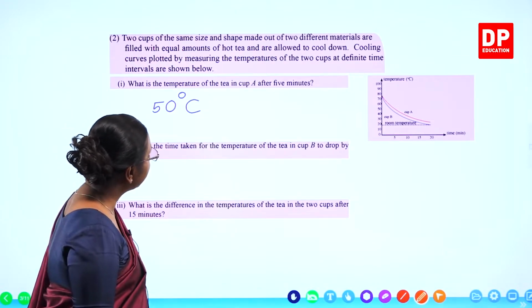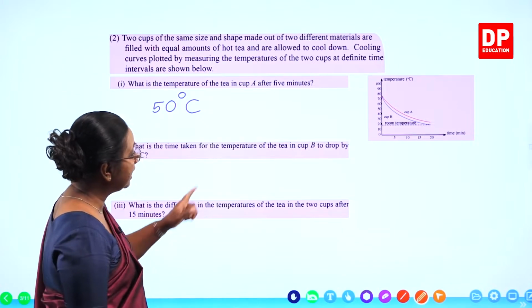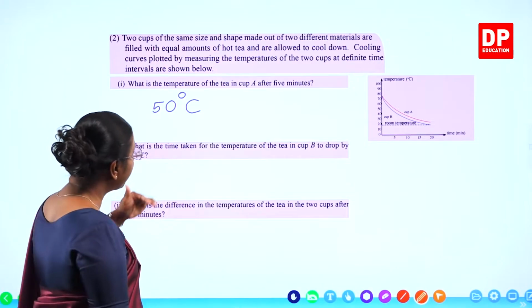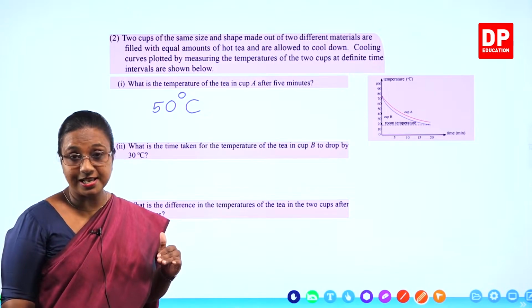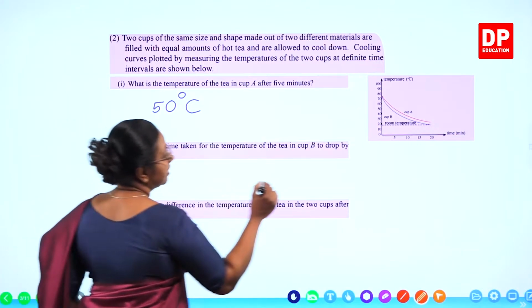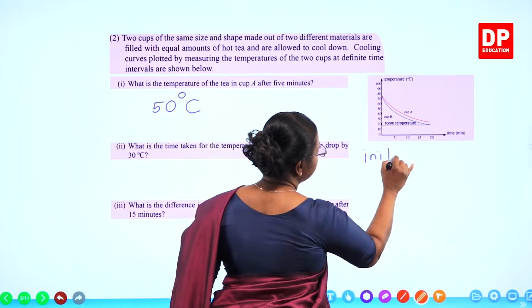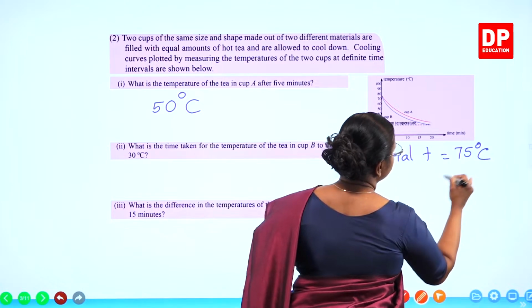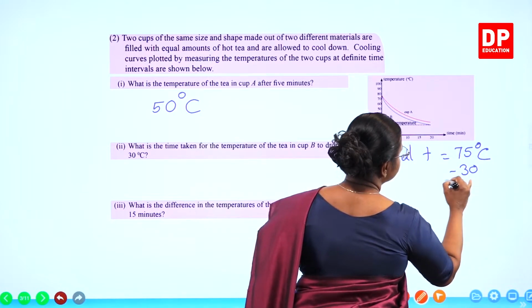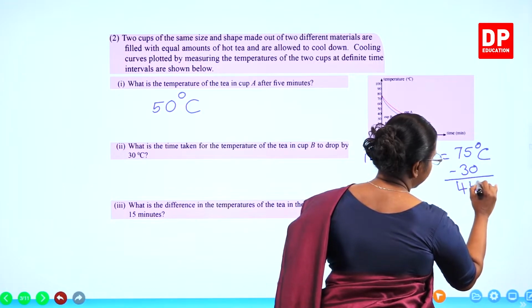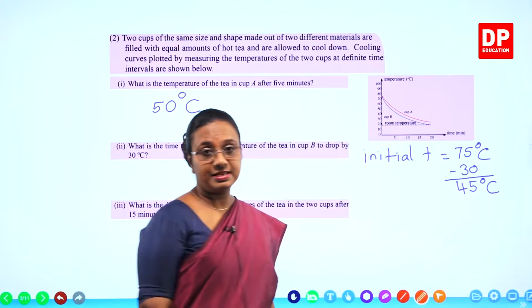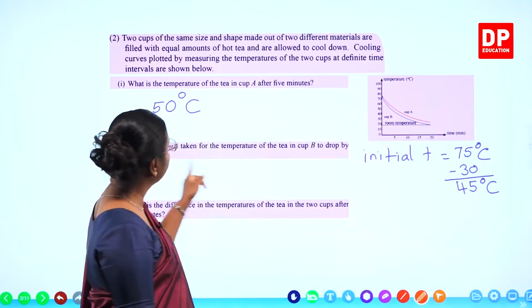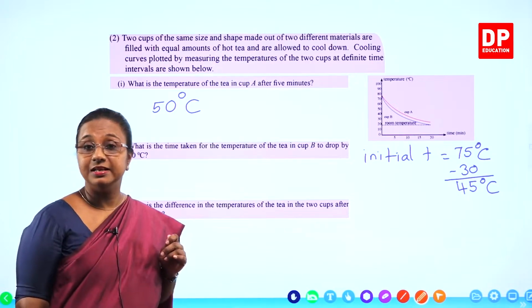Then what is the time taken for the temperature of the tea in cup B to drop by 30 degrees Celsius? So I told you all, if the drop has to be by 30 degrees Celsius, the initial temperature was 75 degrees Celsius. So the difference has to be 30 degrees Celsius. That means the final temperature has to be 45 degrees Celsius.